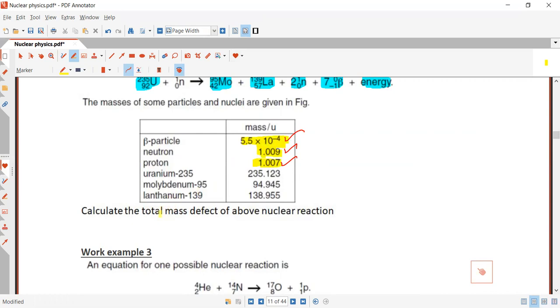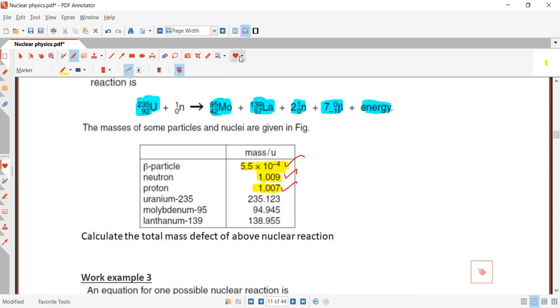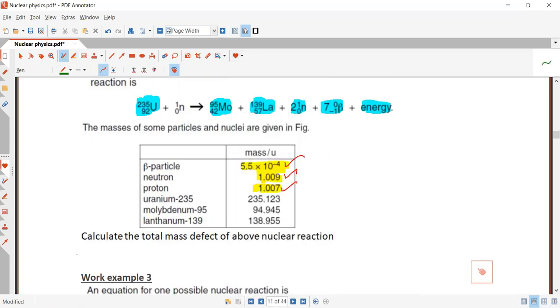Okay, so the question is: calculate the total mass effect of the above reaction. So one was the mass effect of the element. This is the mass effect of the reaction, right? So what are we going to do? We're going to simply subtract the mass of the parent nuclei from the mass of the daughter nuclei. Now, what are the daughter nuclei? Daughter nuclei are seven beta particles, two neutrons, one lanthanum nucleus, and one molybdenum, right?